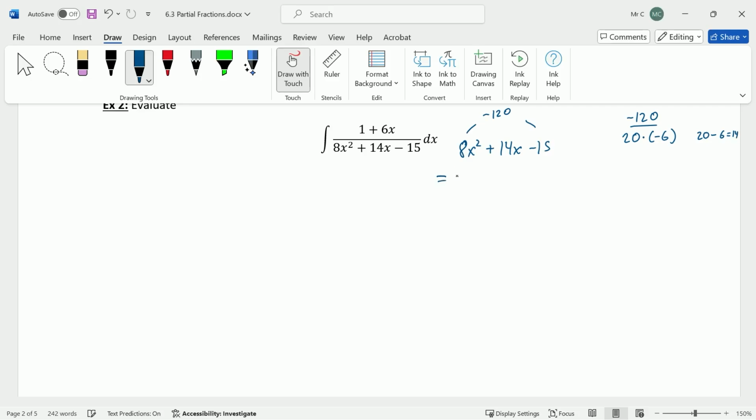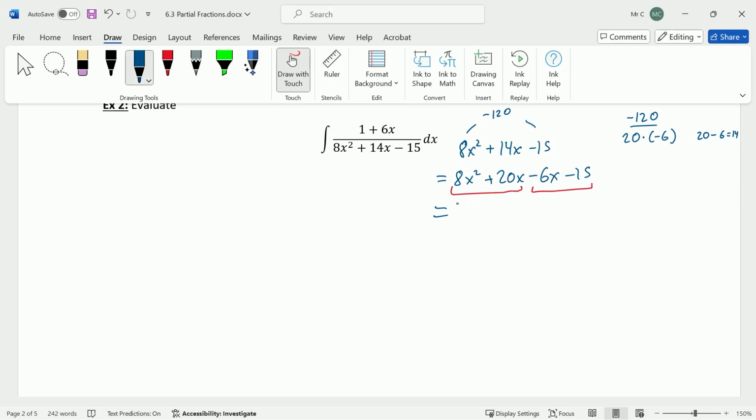And so what I'm going to do is rewrite this as 8x squared plus 20x minus 6x minus 15. So all I've done is rewritten 14x as 20x minus 6x because those are my shared factors for this 120. And then I factor each pair of terms separately. I'm going to factor this and factor this with common factors.